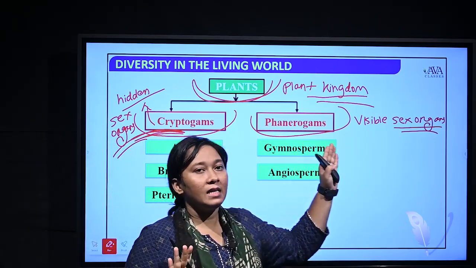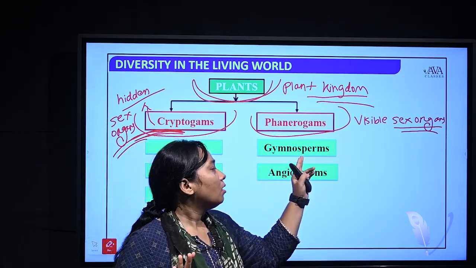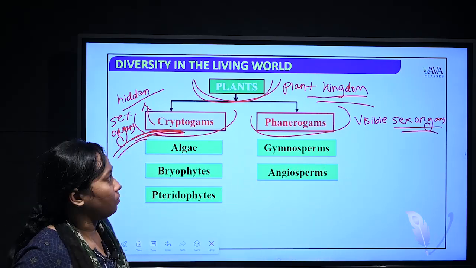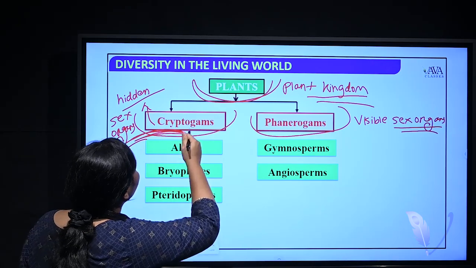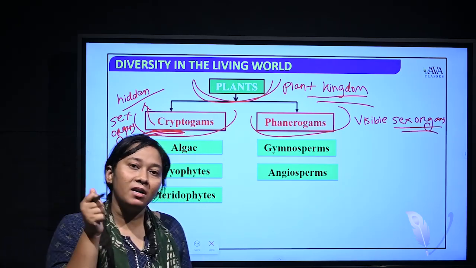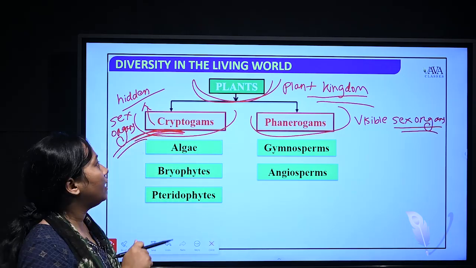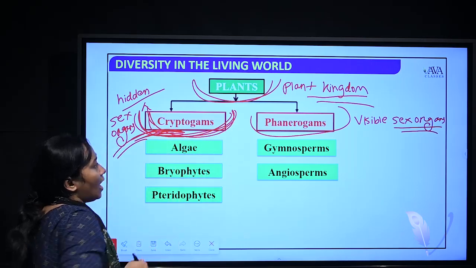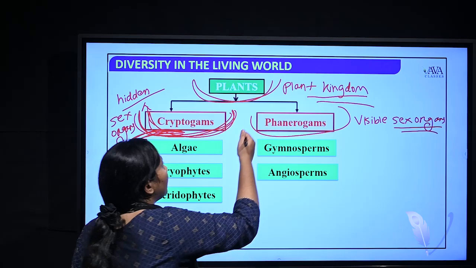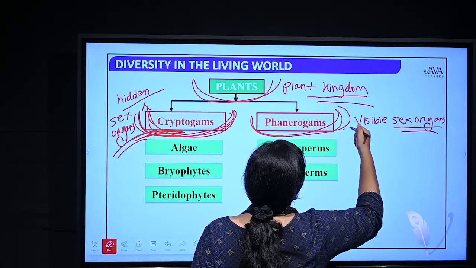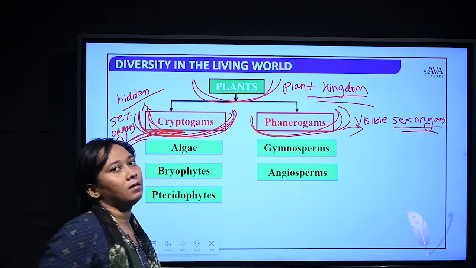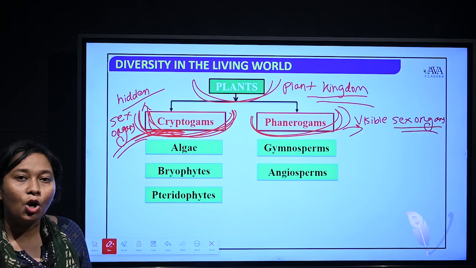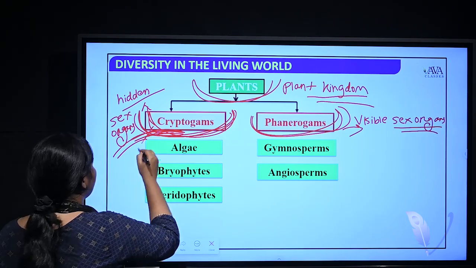That's why we can see that in phanerogams, that is in your flowering plants, we can easily recognize their sex organs. Okay, clear? But here the sex organs are also present, but they are hidden. That's why they are called cryptogams. And here in phanerogams, visible sex organs are present, as well as these cryptogams are otherwise called the non-flowering plants. Non-flowering plants.